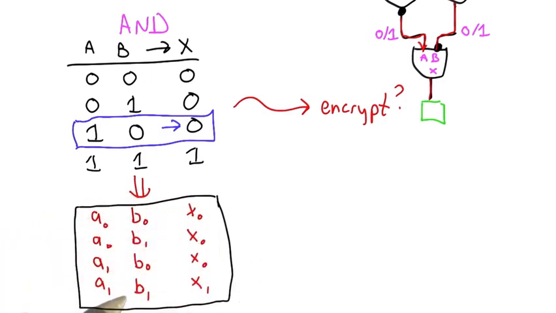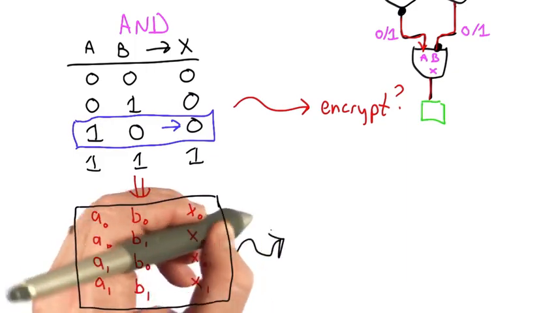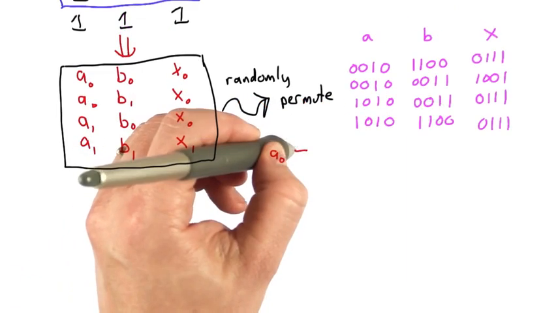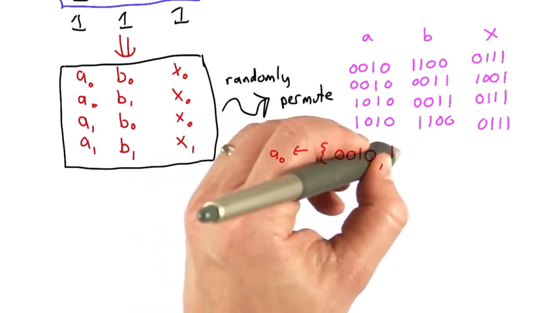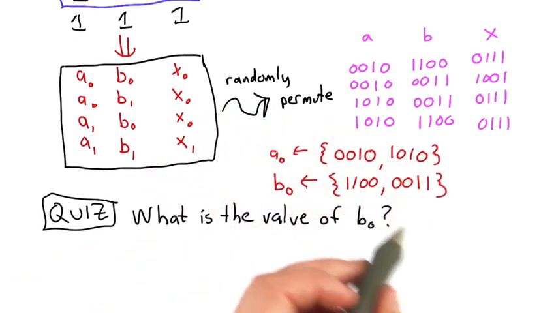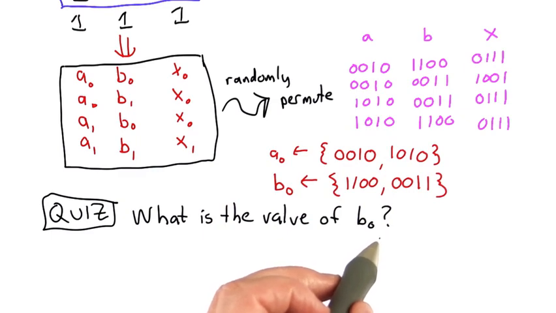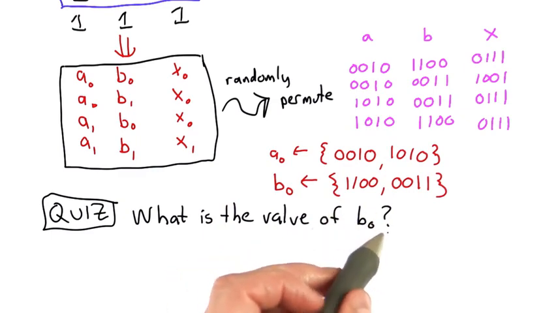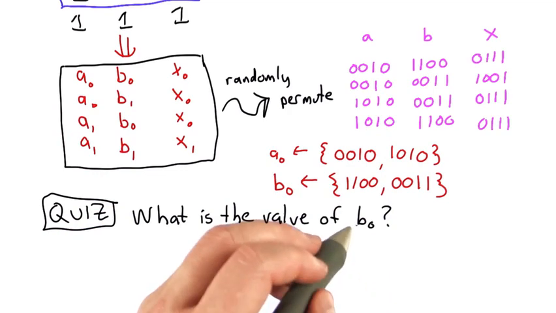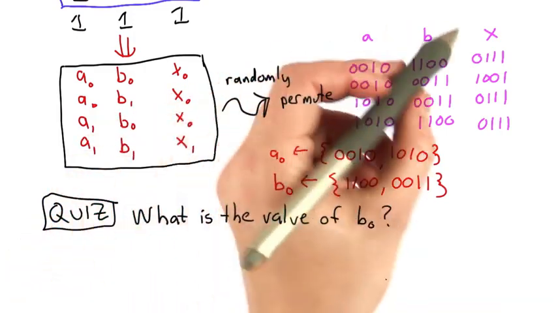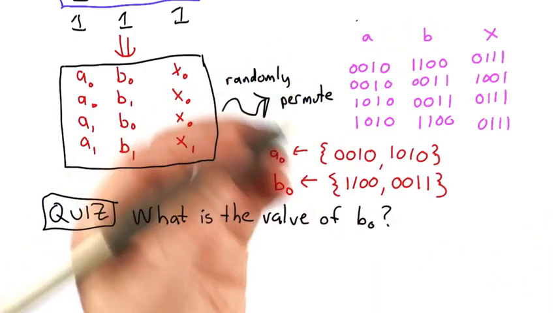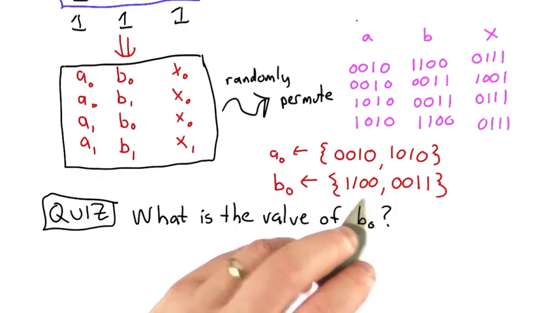Well, if we keep things in the same order, we haven't hidden anything. So let's randomly permute it. And now suppose we get a table like this. That means that A0 is either 0010 or 1010. So now the question is, can you determine what is the value of B0? If you could, well, that would mean you know the semantic value of B. So you can tell if it's equal to B0 or not. And that would mean you're evaluating the circuit and you're learning the values in the circuit, so you don't have the secure computation you wanted.